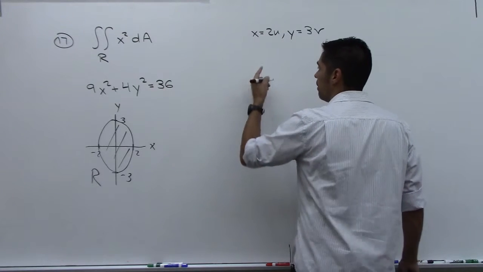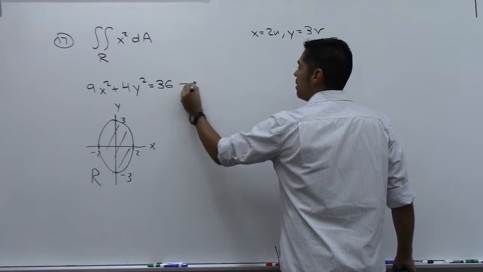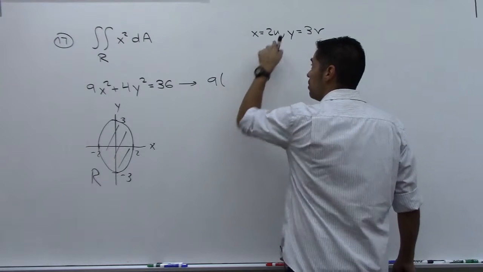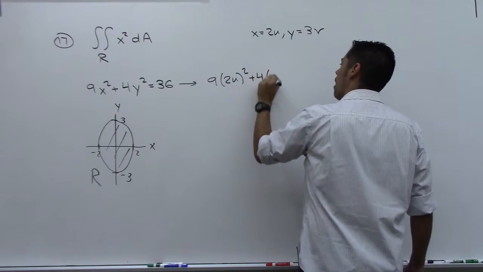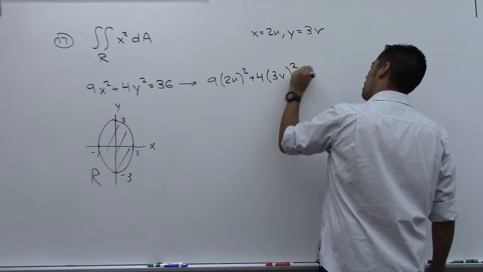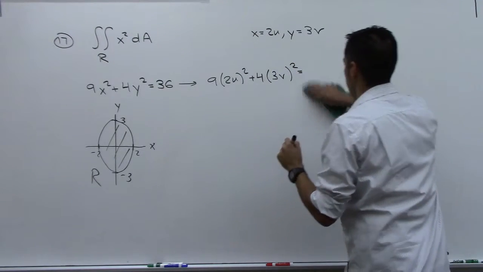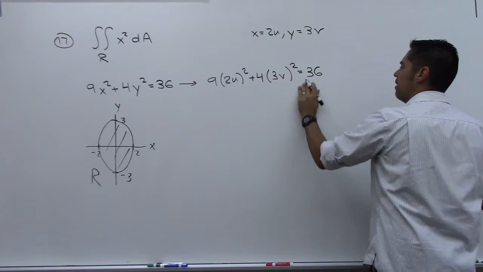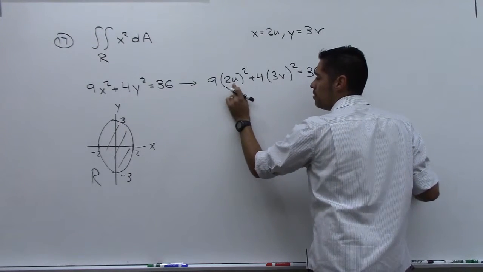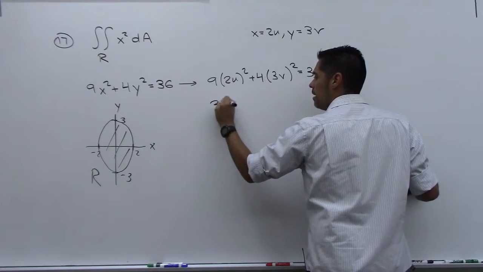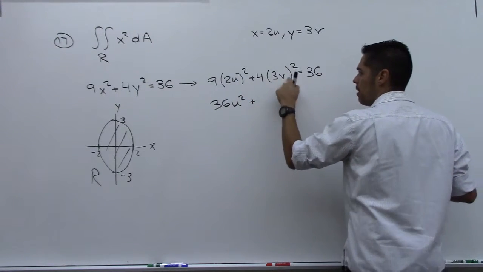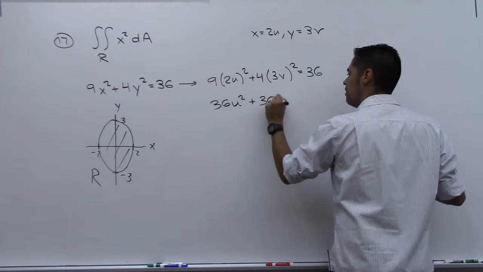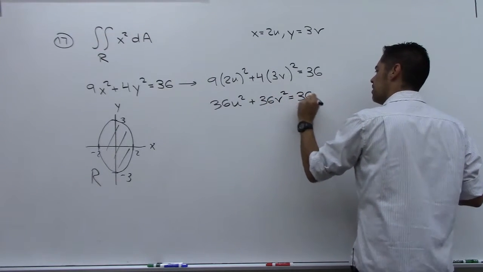So what I'll do to figure out the transformation is I'll take this equation, I'm going to replace x with 2u, and then I'm going to replace y with 3v. I'm going to see what sort of equation I get from this. So if I square this, I get 4u squared. I multiply times 9, I get 36u squared. Here I get 9v squared when I square this times 4, so you get 36v squared equals 36.